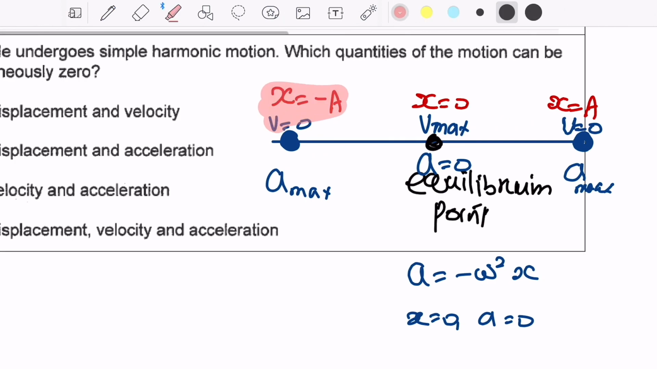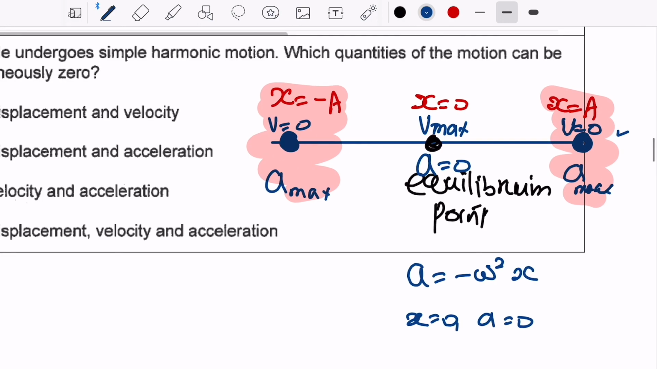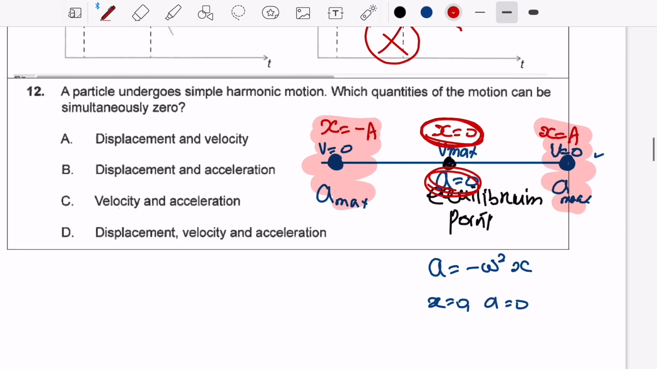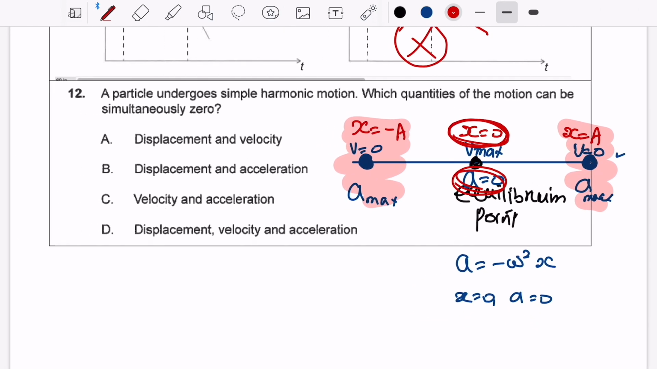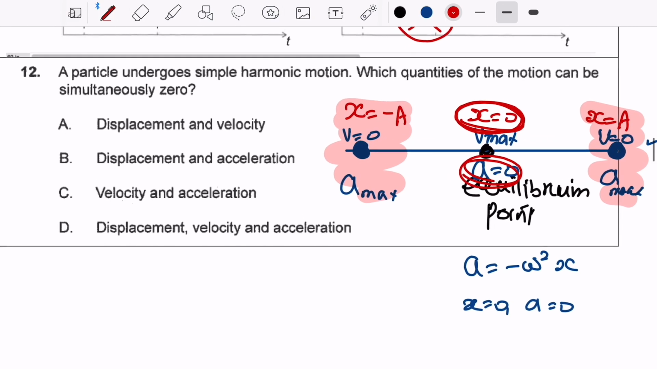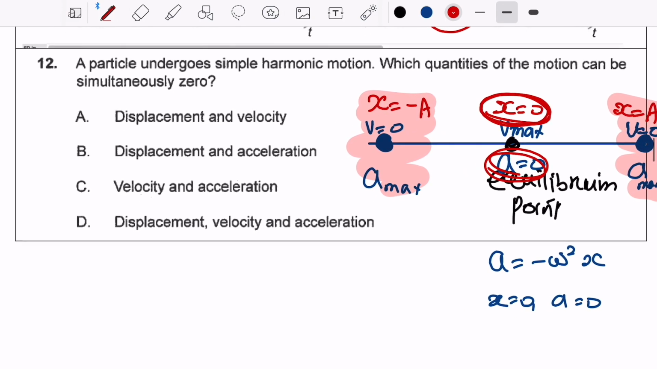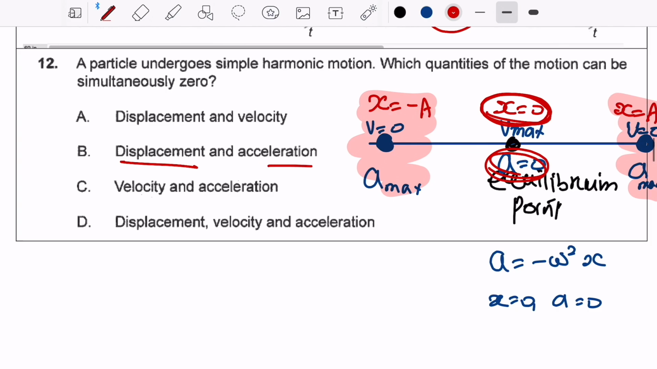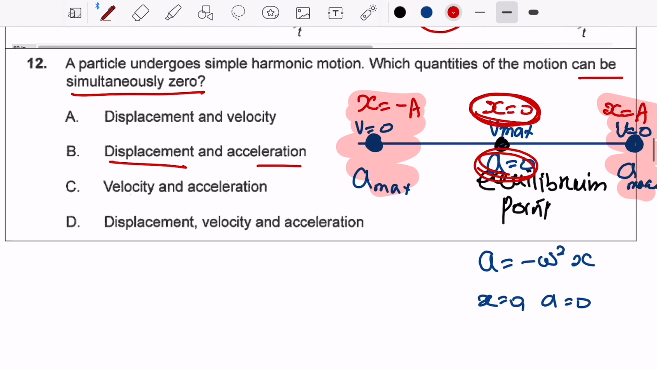So if you look at this one, velocity is 0, but the other two are not 0. But if you look at the middle point, displacement is 0, acceleration is also 0. So obviously displacement and acceleration can both be 0 at the same time, right? So displacement and acceleration can be simultaneously 0. Answer is B.